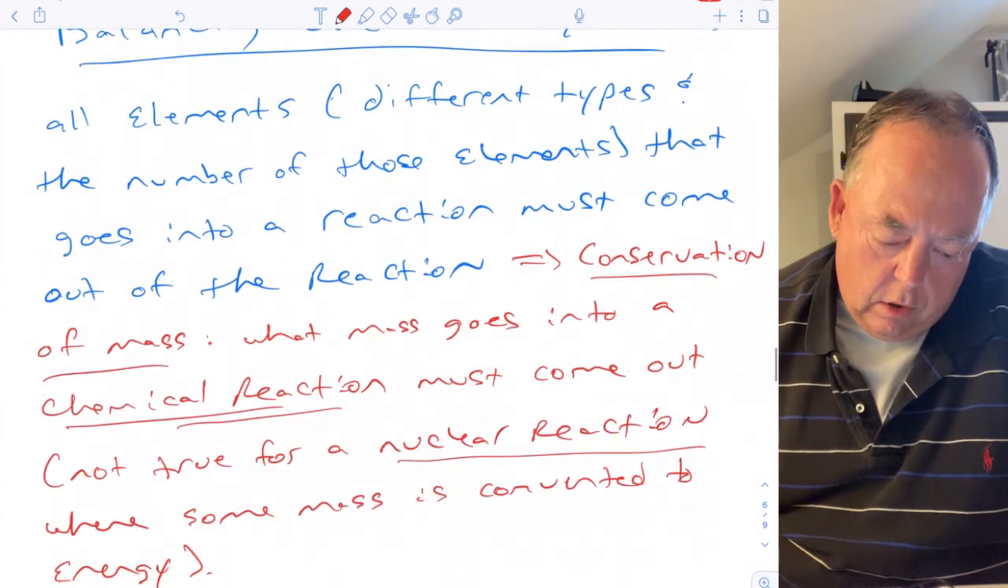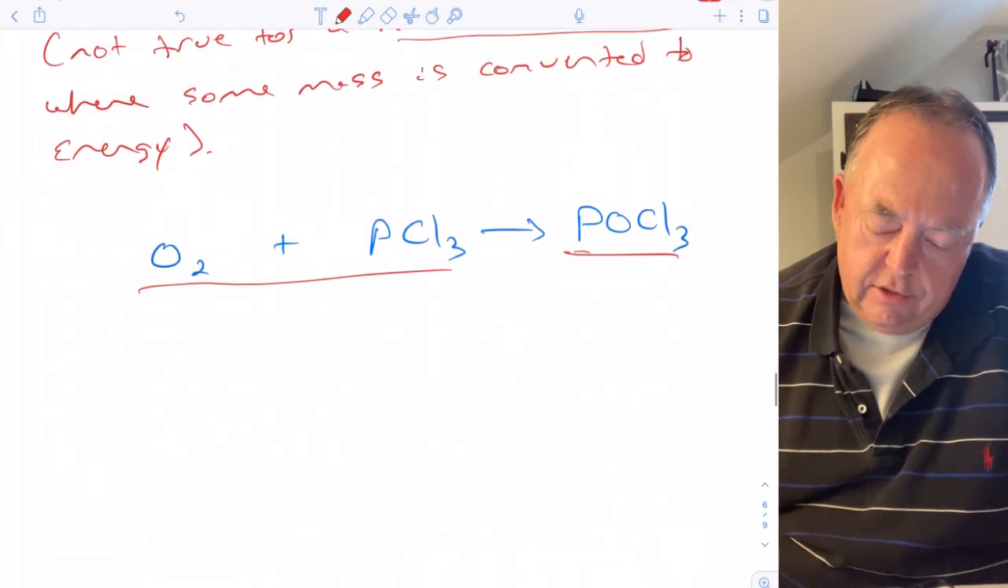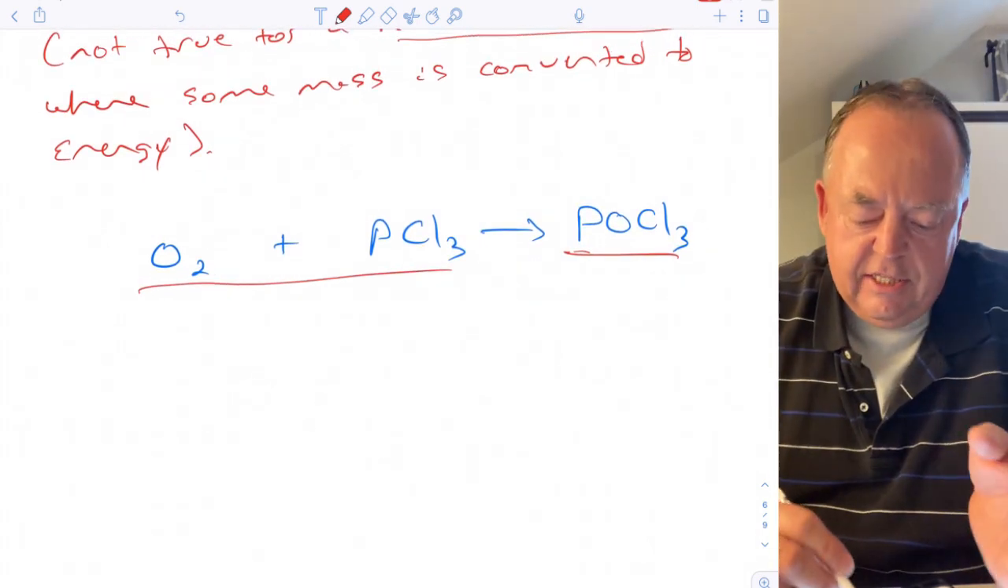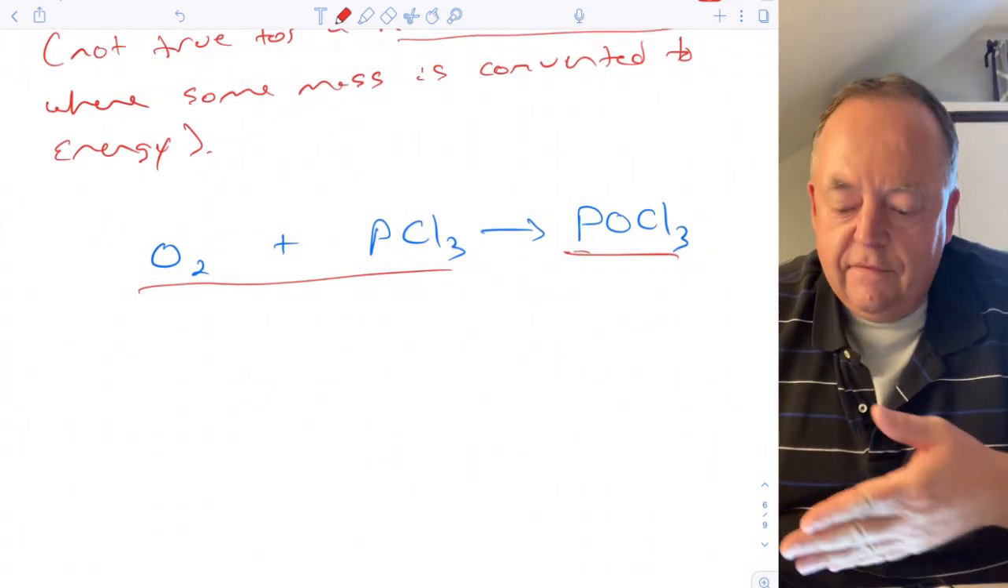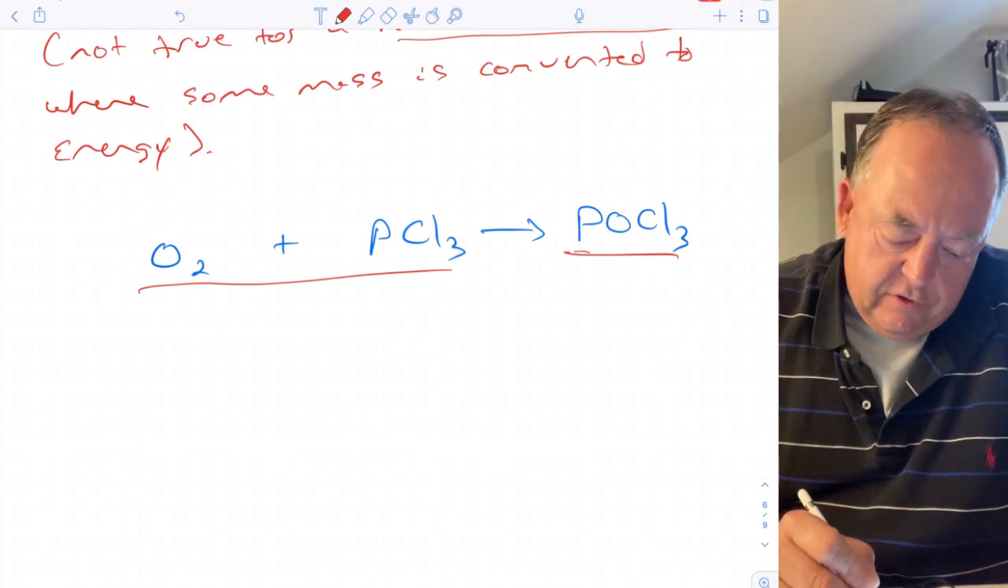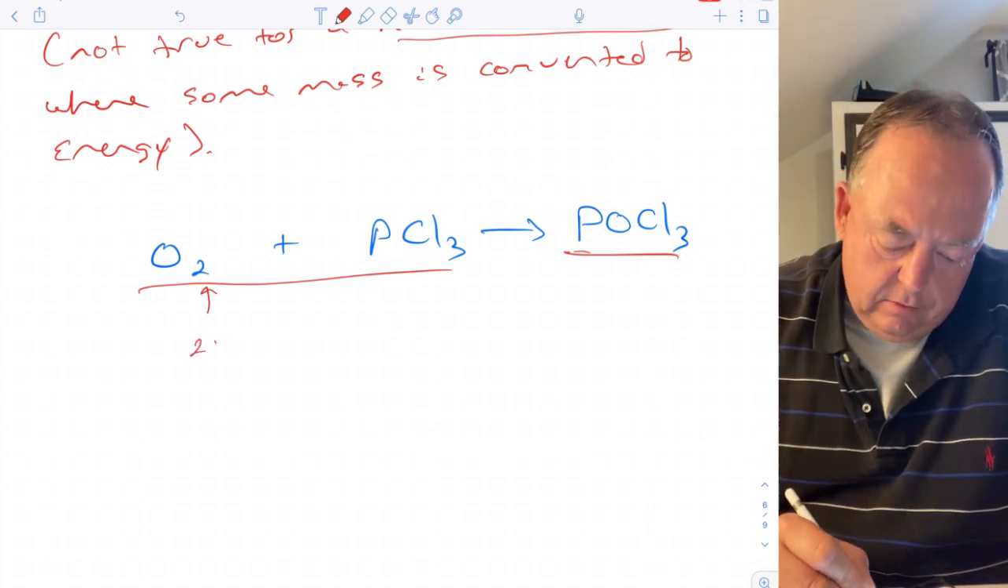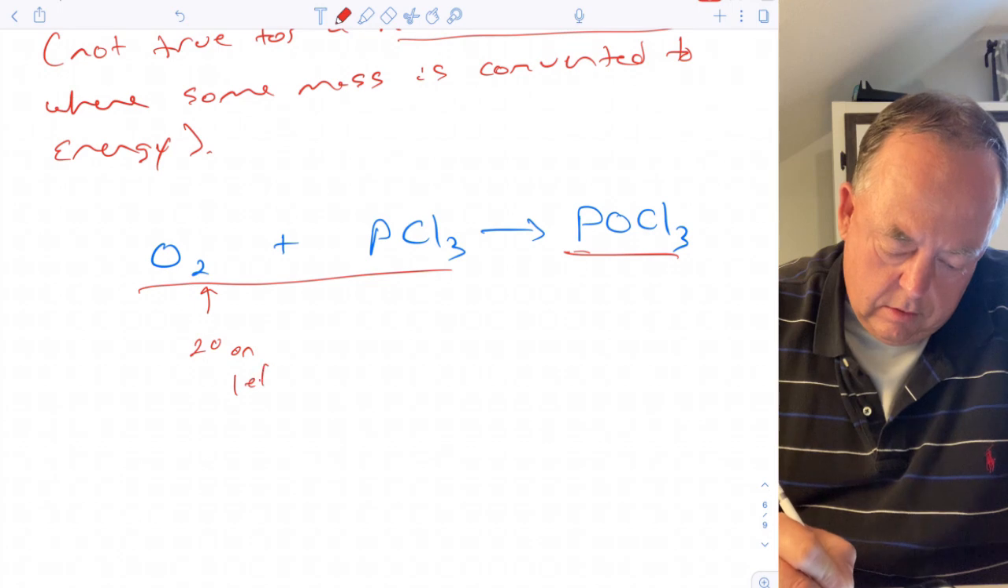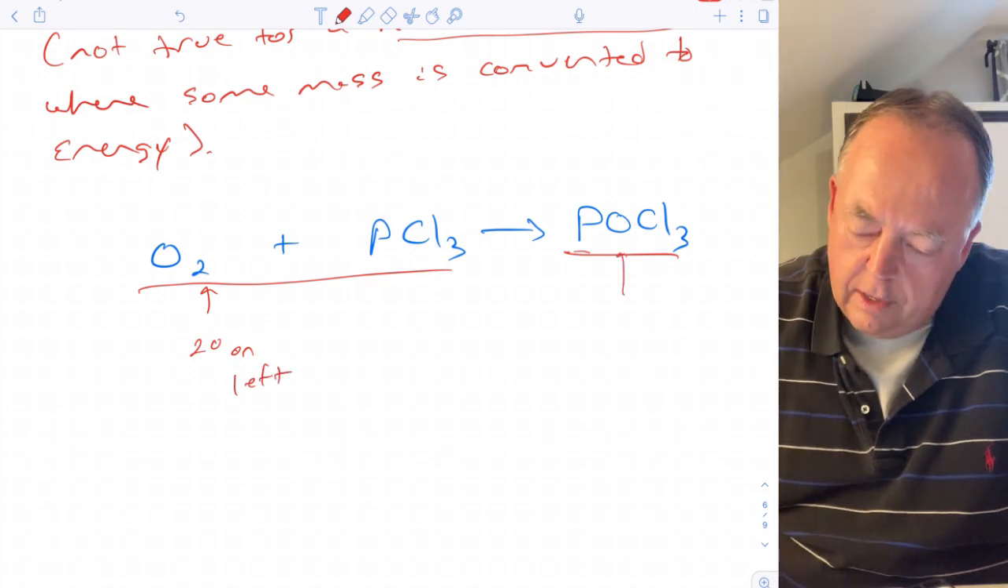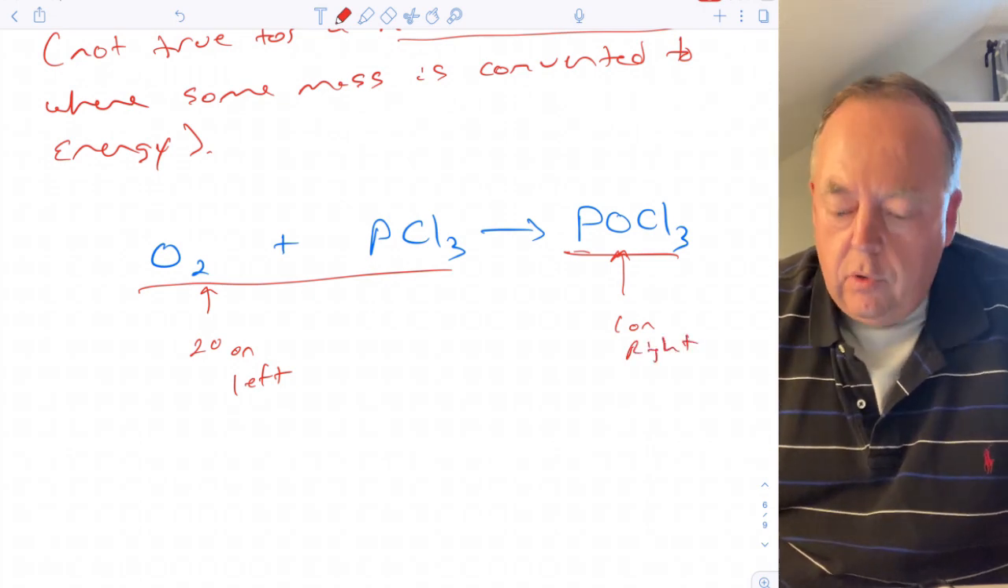Okay, so all of the elements that go in have to come out. So we want to have the same number of each element on both sides of the arrow, left and right. So right now we have 2 oxygens on the left, and we only have 1 oxygen on the right. So we need to have the same number on left and right.